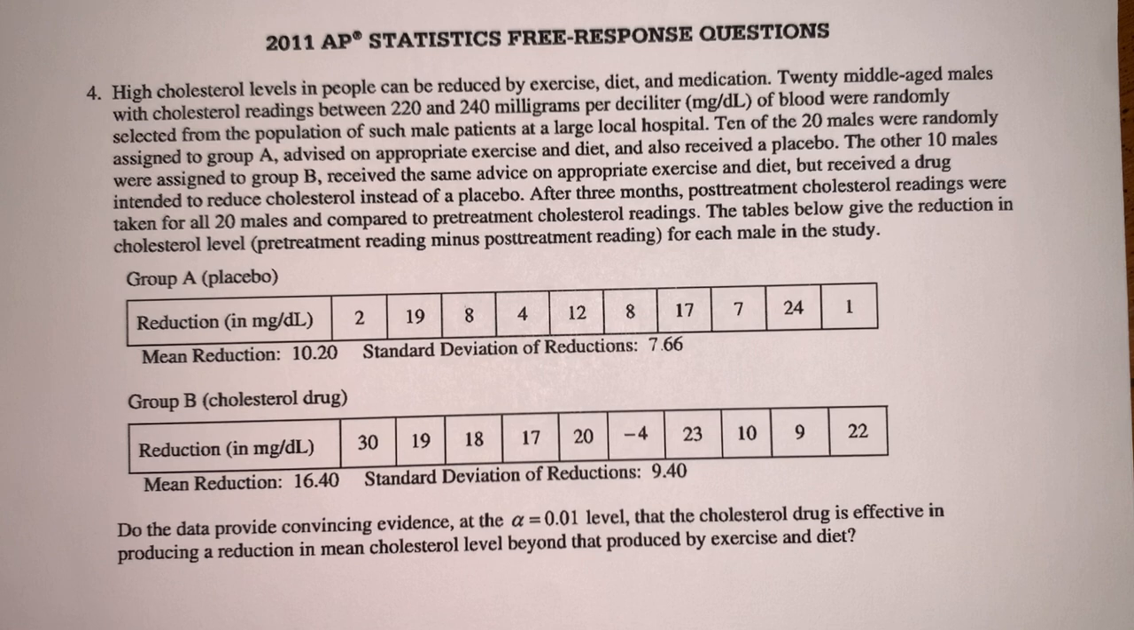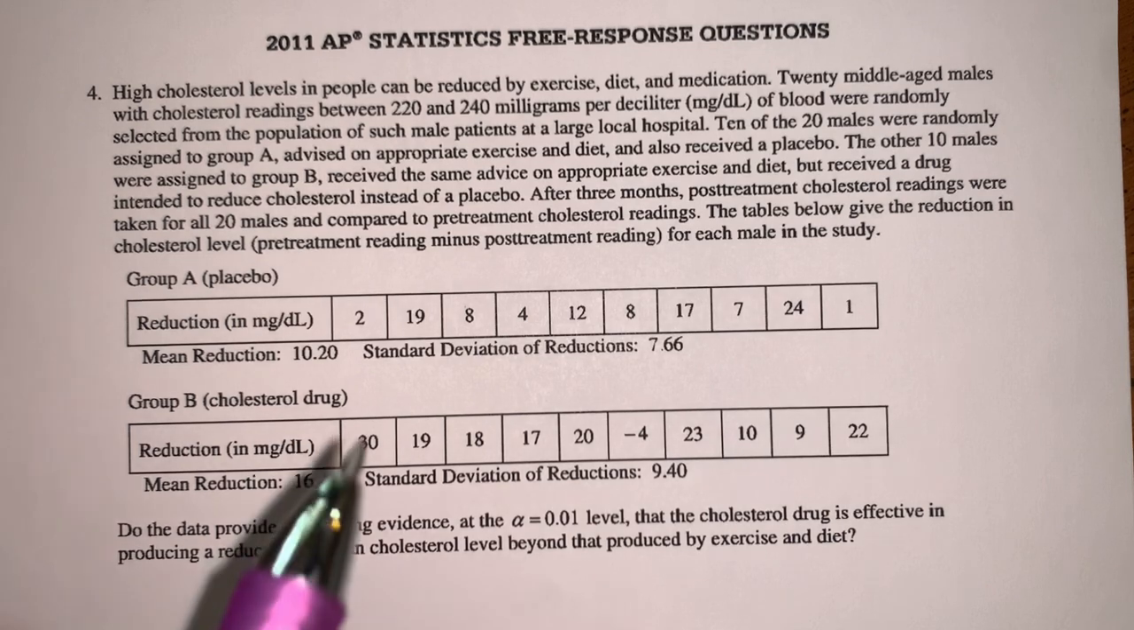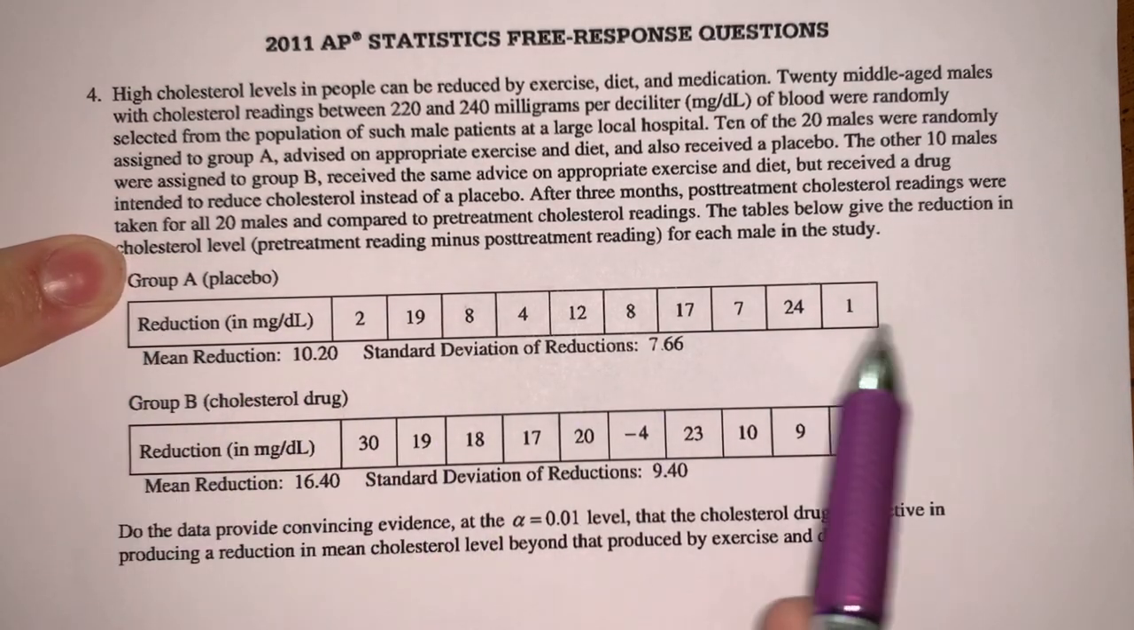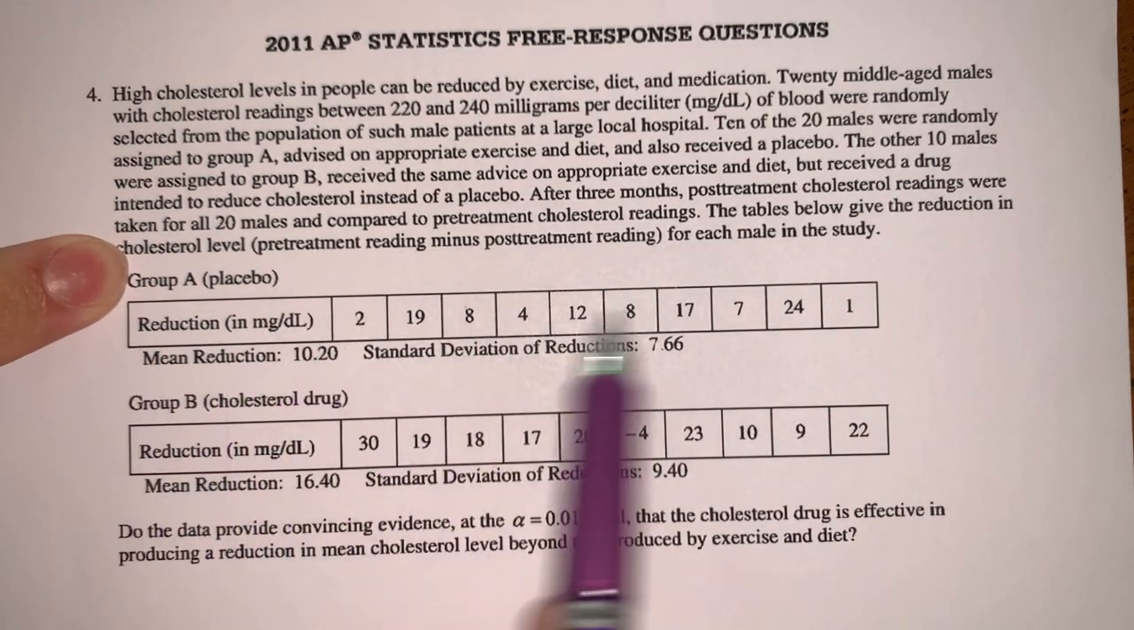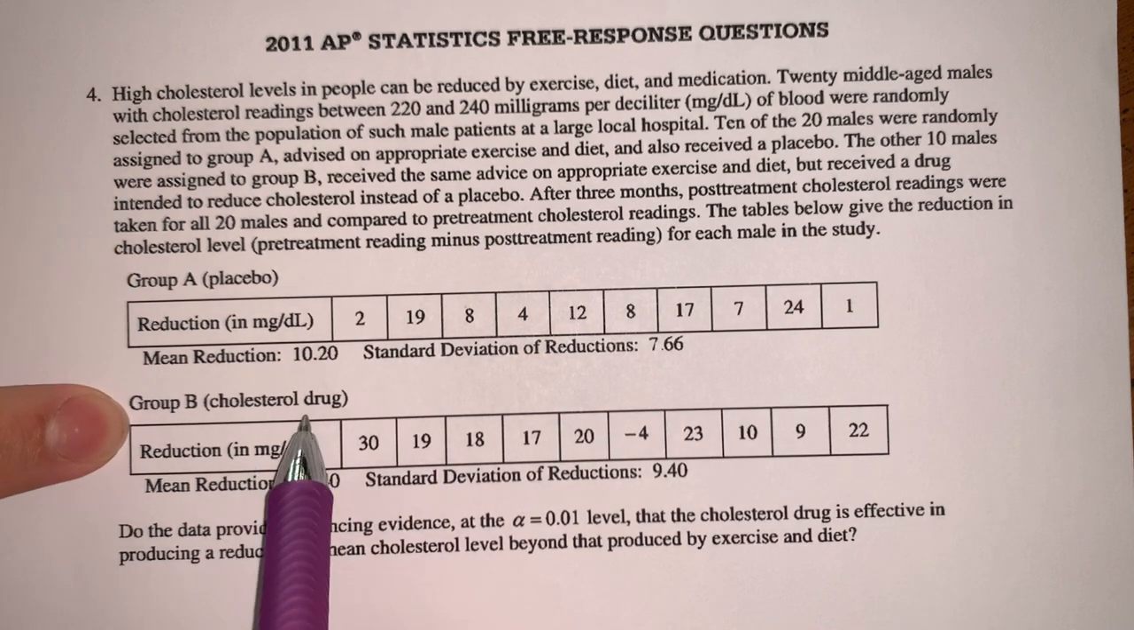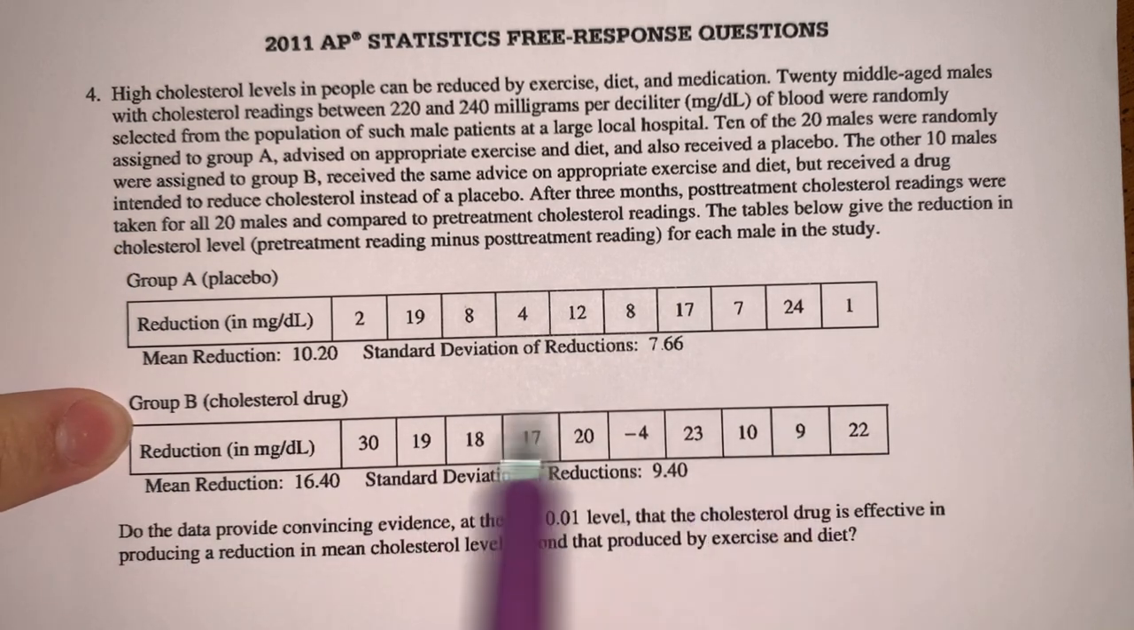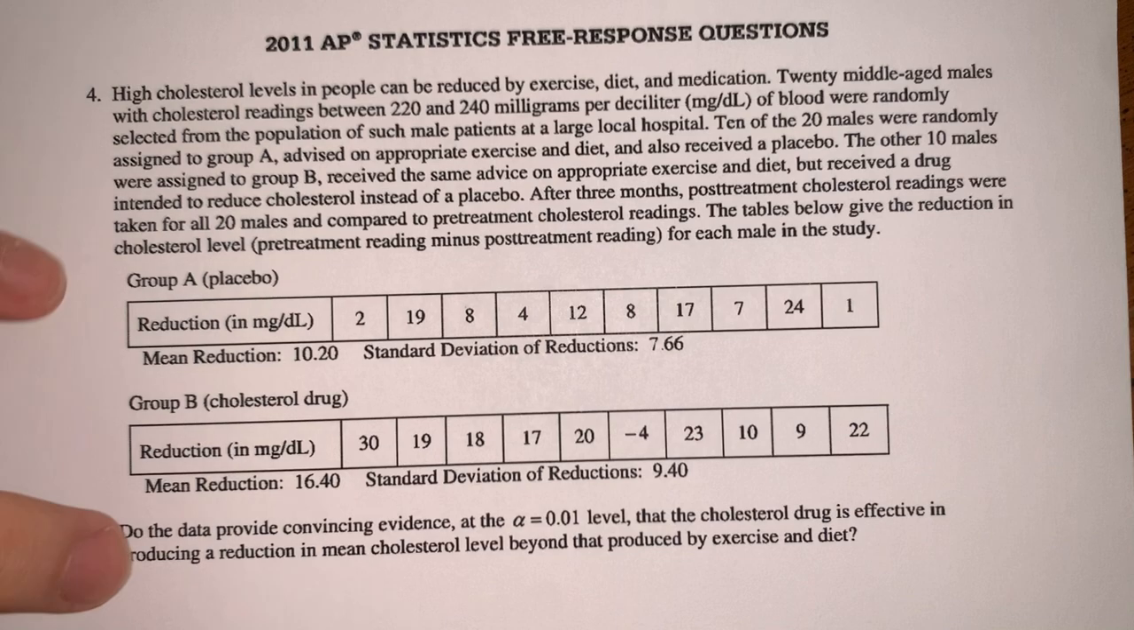After 3 months, post-treatment cholesterol readings were taken for all of the 20 males and compared to pre-treatment cholesterol readings. The tables below give the reduction in cholesterol level, pre-treatment reading minus post-treatment reading, for each male in the study. So here you have Group A. This is the reduction readings for all of them. Here's Group B, the ones who took the drug. There's the reduction readings for all of them.